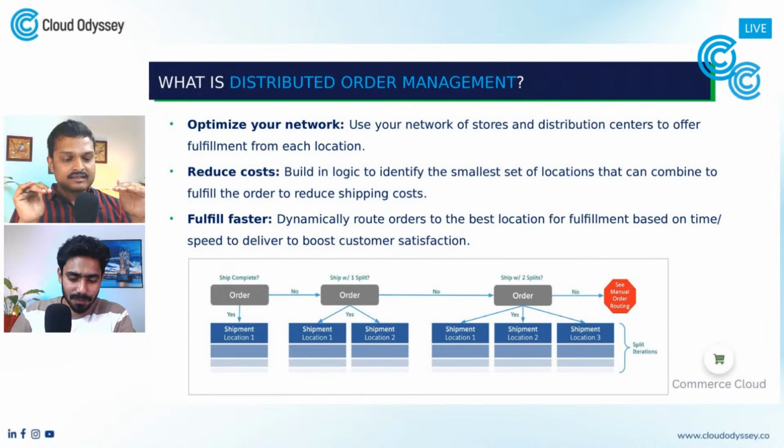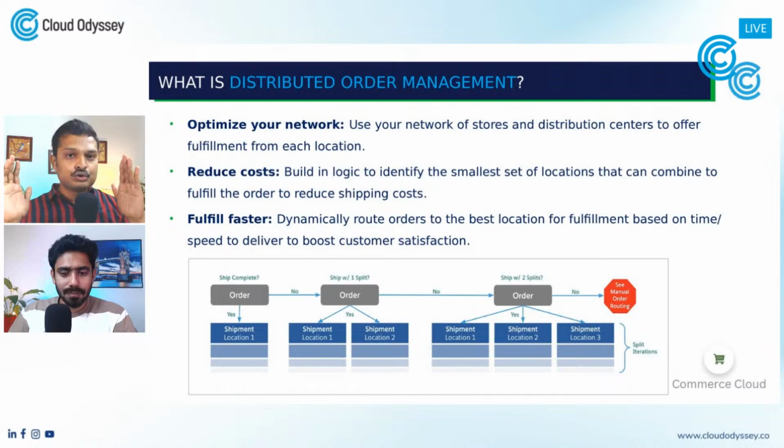So if you look at it in this way, what is happening here? You are effectively utilizing your network of stores to route the orders with one split, two splits, right? You're making your stores fulfill your items. The second thing, you are reducing the cost. If there are 10 items and those 10 items are being shipped by 10 different locations, what will be the shipping cost? And you are checking if with these splits, one split, two splits, three splits, you can reduce the number of splits.